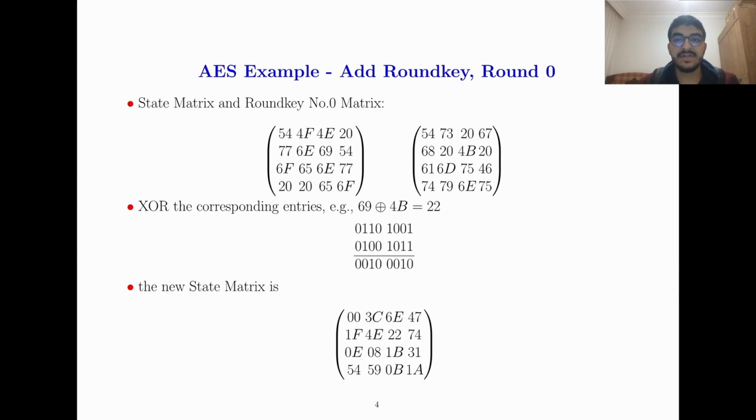In round 0, we have just one operation. This is add round key. We are getting the state matrix and the round key number 0 matrix and we are XORing them.